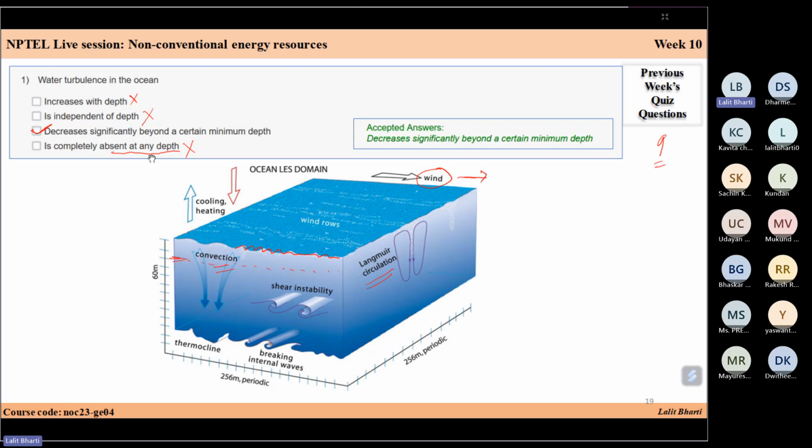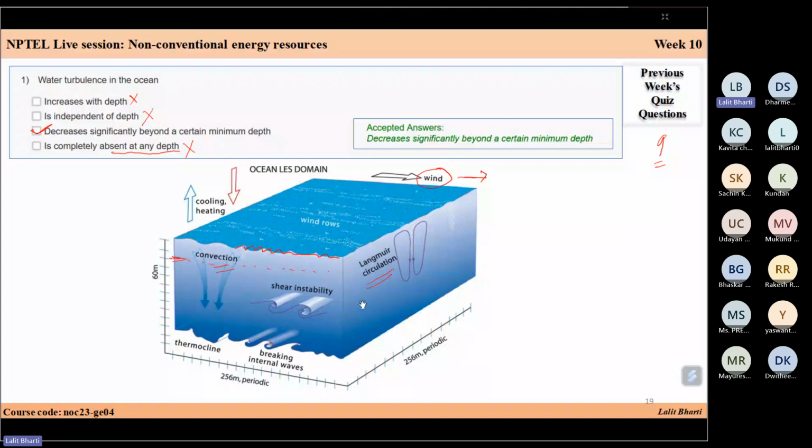So the option one is incorrect. Then, it is independent of depth. That is also incorrect, because we know it is dependent on depth, because at different levels of depth, your circulation will change. Then the third option is decrease significantly beyond a certain minimum depth.